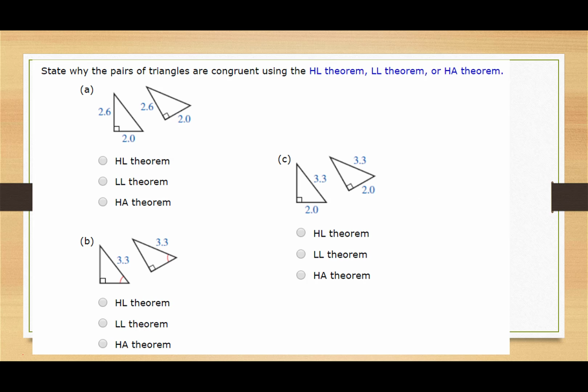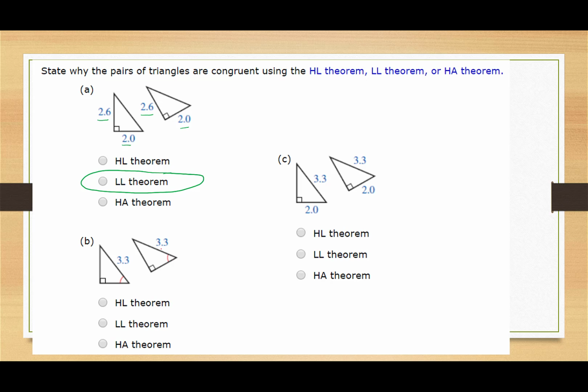Okay, this is the last question on this video, asking about the congruency statement specifically for right triangles. So each pair of triangles are all right triangles. The first one is we know the longer side is 2.6, and then we have another side that's 2.0. Which theorem is that? This is the leg theorem.